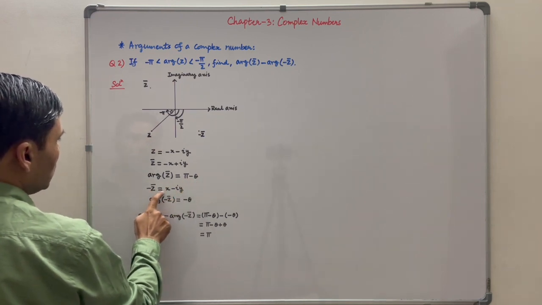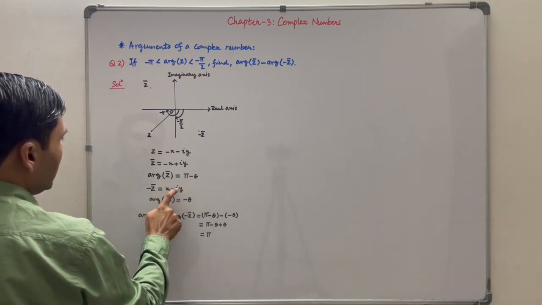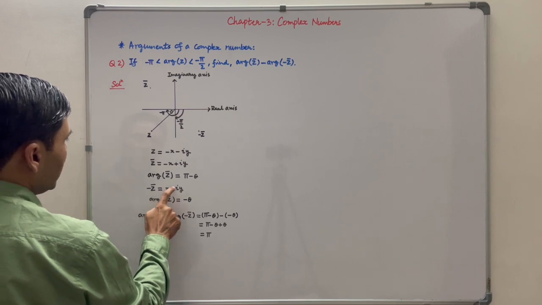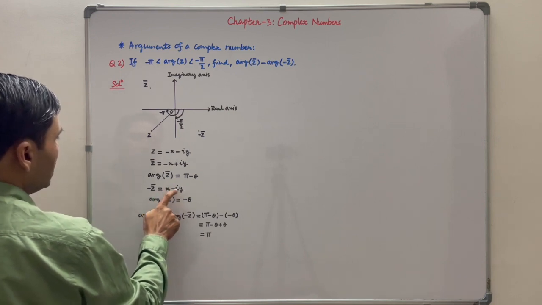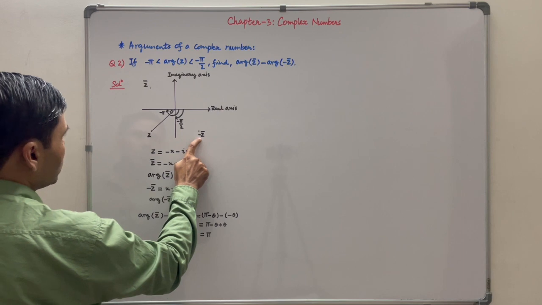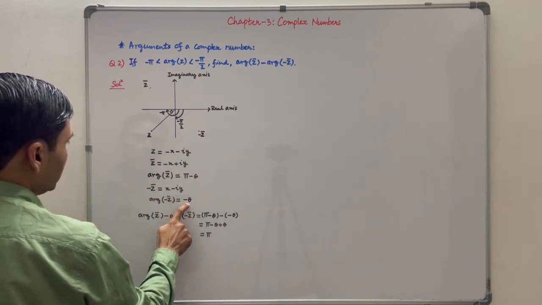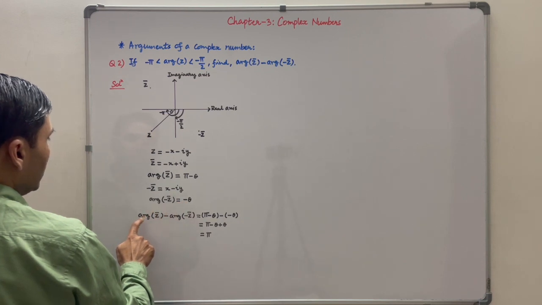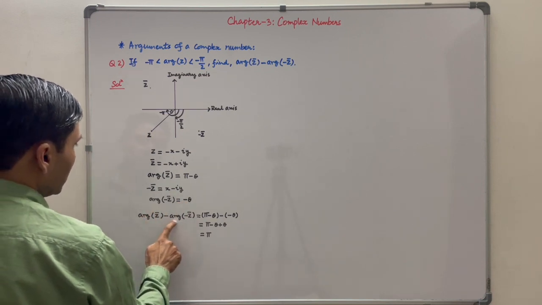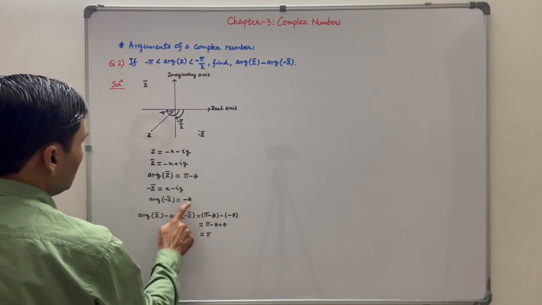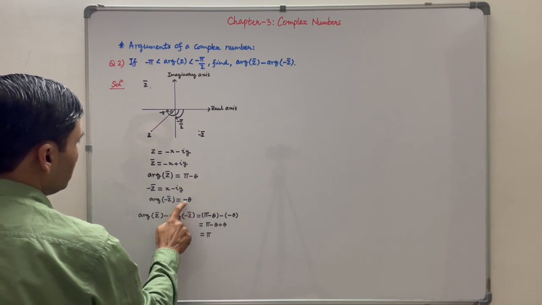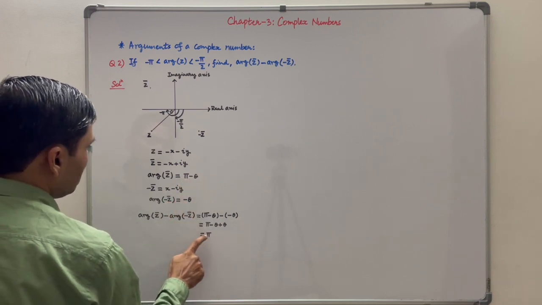Minus z bar is equal to x minus iy. Its real part is positive and imaginary part is negative. So minus z bar lies in the fourth quadrant. So argument of minus z bar is equal to minus theta. Now we can say argument of z bar minus argument of minus z bar is equal to pi minus theta minus (minus theta). So it is pi.